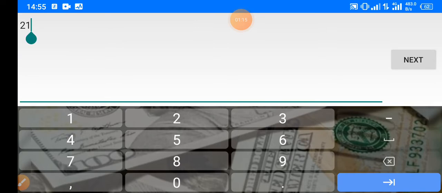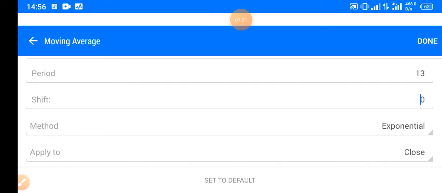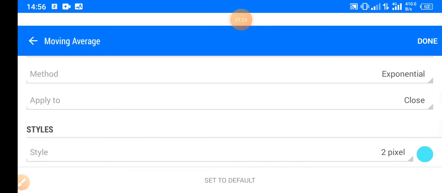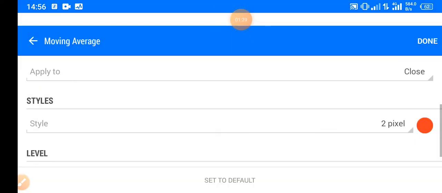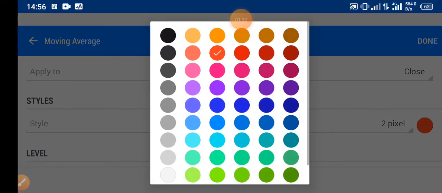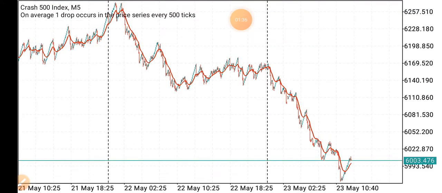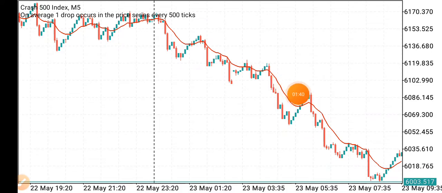Period 13, shift 0, method exponential, apply to close. Color, I'm going to be choosing red. You can choose any color of your choice, it's all up to you. And then click done. So that's the 13 EMA, this one trailing there. That's it.